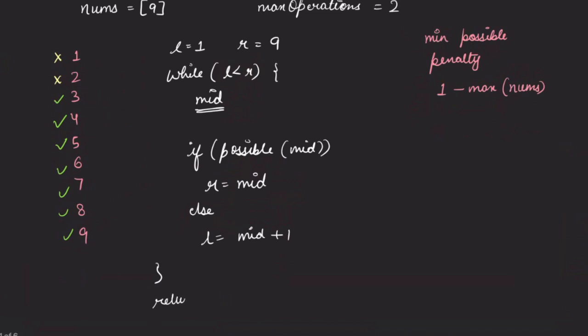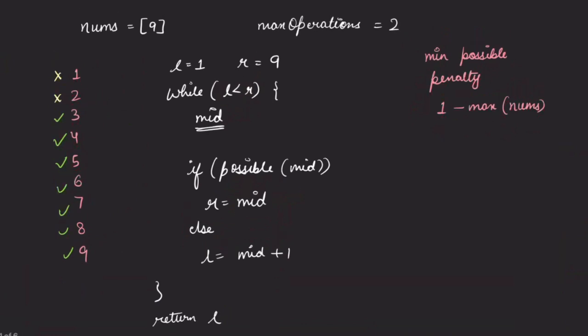So at the end, we can return left, right? So this is how we are going to identify our answer. Now the only point left here is to identify whether for this mid it is possible to split the bags or not. So how are we going to do that?